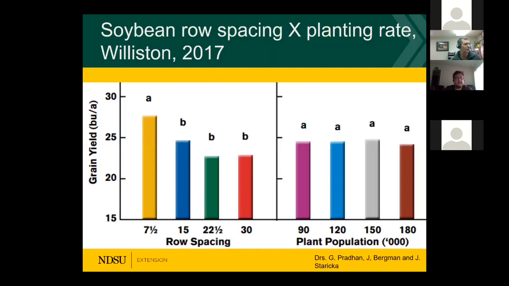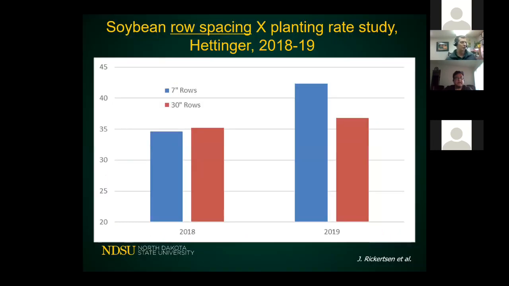Well, that was in the East. How about in the West? Well, these are just selected databases, but here's some data from 2017 from Williston. A lower yield environment, but note on row spacing that the narrow rows did statistically show a yield increase. However, plant population did not influence yield, at least in this particular trial. And then at Hettinger in very recent years, 2018 and last year, this shows only the row spacing influence on yield, but the study does include planting rate, and I'll show you that in the next slide.